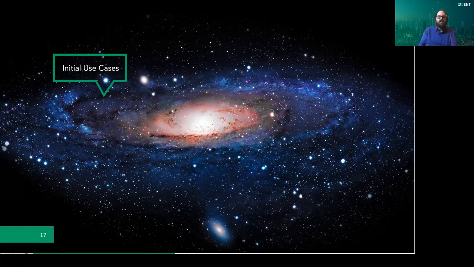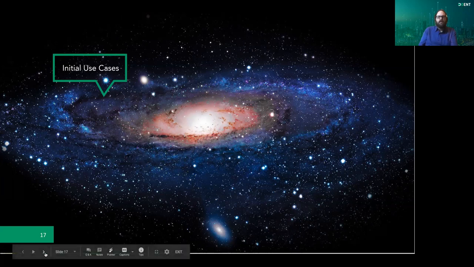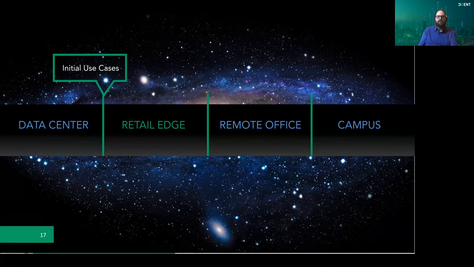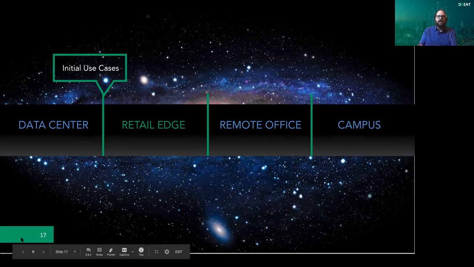Okay, so initial use case. The initial use case is the retail edge. Technically, I could also say that remote office is within the use case. But right now we're not focused on data center and we're not heavily focused on campus, but we do have PoE switches, which are useful in remote offices and campus networks.